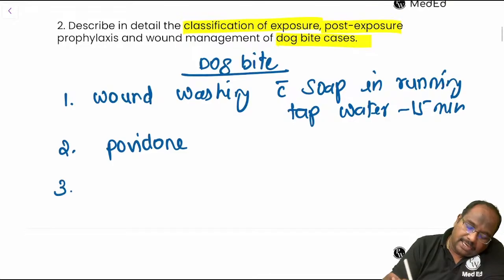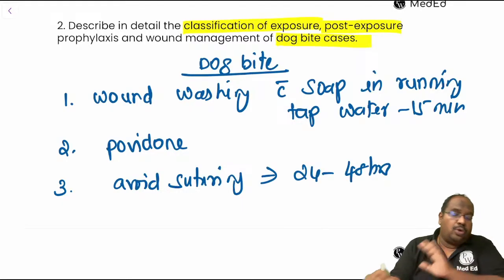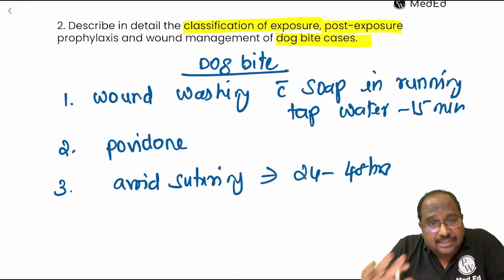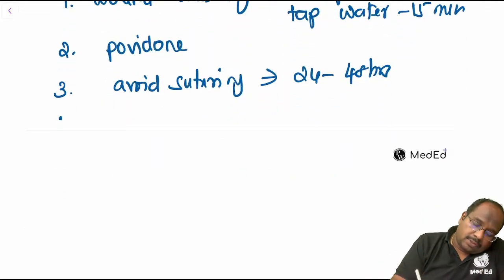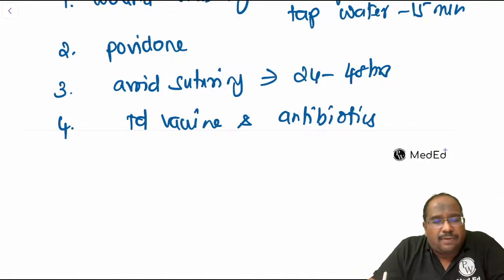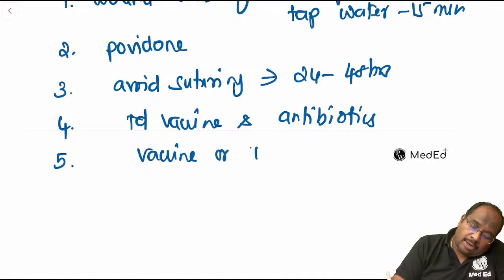Use an antiviral agent. Avoid suturing for 24 to 48 hours. Don't do suturing, because there is a chance you will expose nerve endings and the virus can ascend. The fourth step is to provide the TD vaccine, and if needed, antibiotics such as amoxiclav. And fifth, you have to provide either vaccine or immunoglobulin.